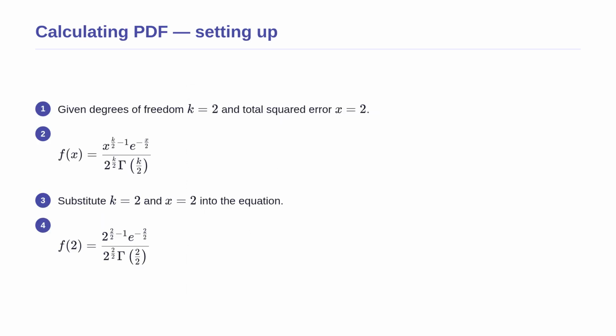Now that we have seen the shape of the curve, let us put the formula into practice with a concrete example. Suppose we are tracking the squared errors of two independent sensors. This means our degrees of freedom is exactly 2. We want to find the exact value of the probability density function when the total squared error is also exactly 2. We start by writing down our general PDF formula. Then we carefully substitute our specific values. We replace every instance of k with 2 and we replace the variable x with 2. This sets up our equation perfectly.